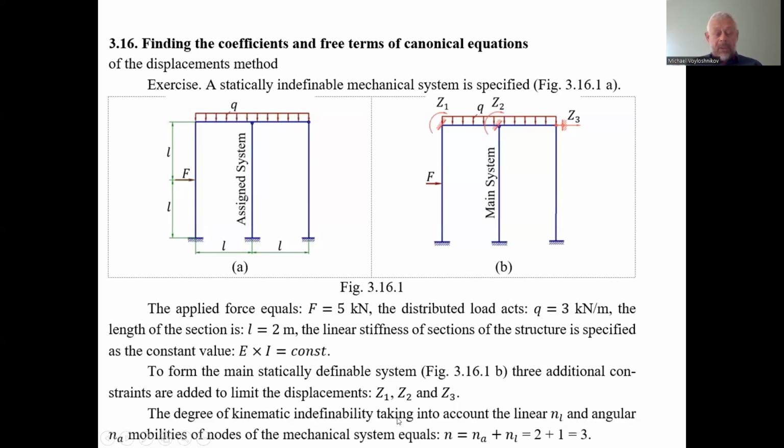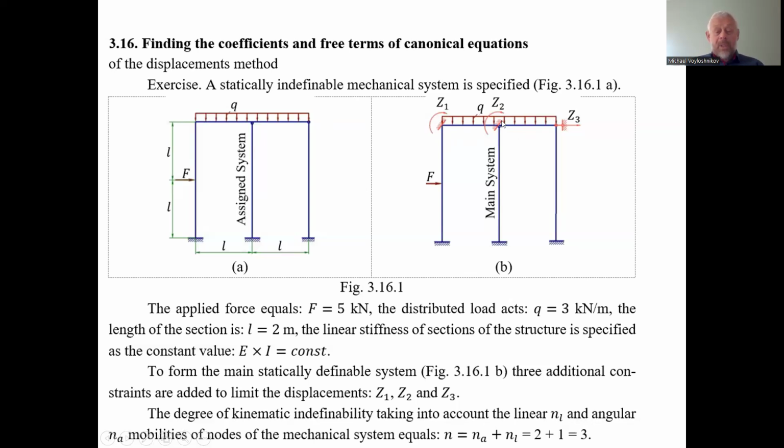And the total kinematic indefinability we can determine as 2 plus 1 equal to 3. So for the main system, for this definite one assigned statically indefinable system, for the displacement method, we have to add 3 extra connections. 2 we can put here in the rigid nodes, in accordance with the determination of the angular immobility of the system. We put 2 sliding supports.